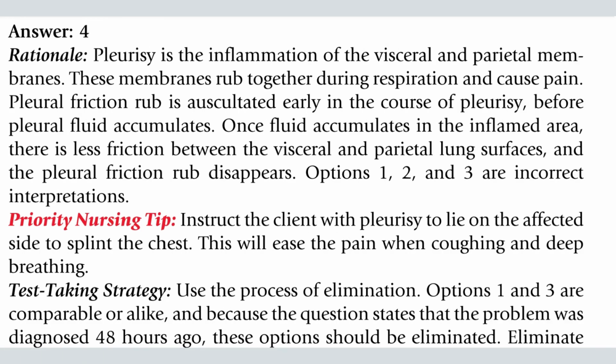Answer 4. Rationale: pleurisy is the inflammation of the visceral and parietal membranes. These membranes rub together during respiration and cause pain. Pleural friction rub is auscultated early in the course of pleurisy, before pleural fluid accumulates. Once fluid accumulates in the inflamed area, there is less friction between the visceral and parietal lung surfaces, and the pleural friction rub disappears. Options 1, 2, and 3 are incorrect interpretations.